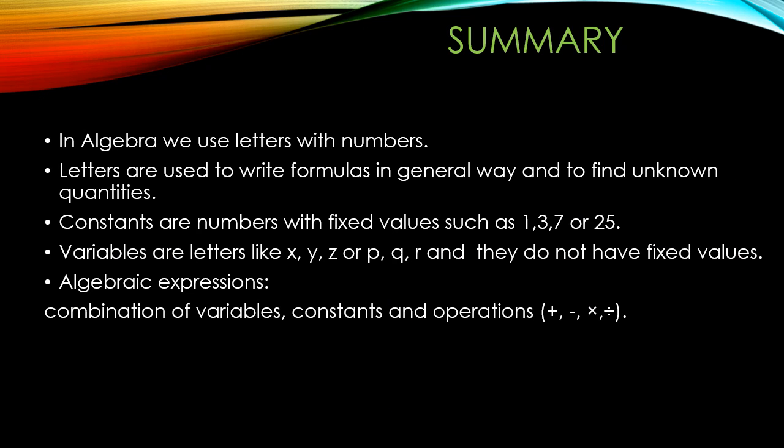Now the summary of the video is: in algebra we use letters with numbers. Letters are used to write formulas in a general way and to find unknown quantities. Constants are numbers with fixed values such as 1, 3, 7 or 25. Variables are letters x, y, z, p, q, r, and they do not have fixed values. An algebraic expression is a combination of variables, constants and operations.